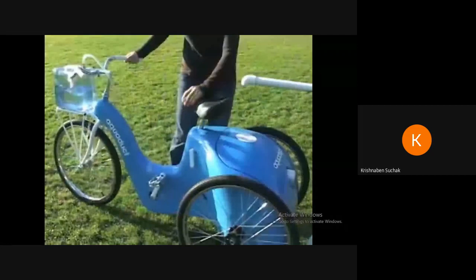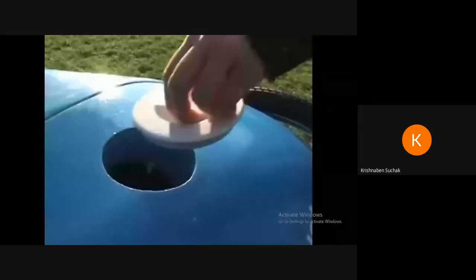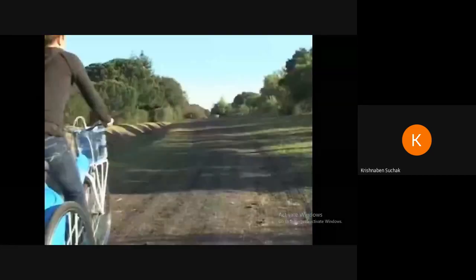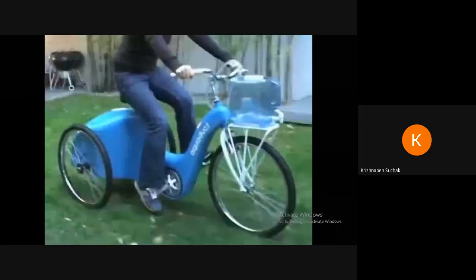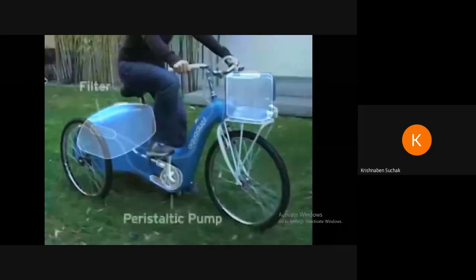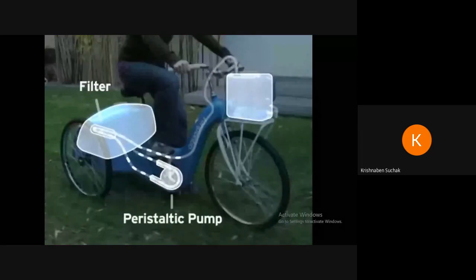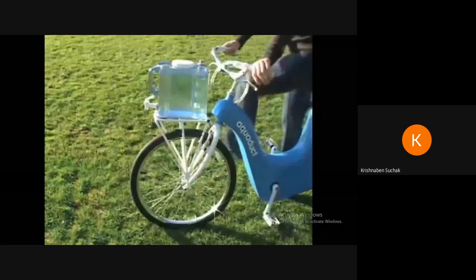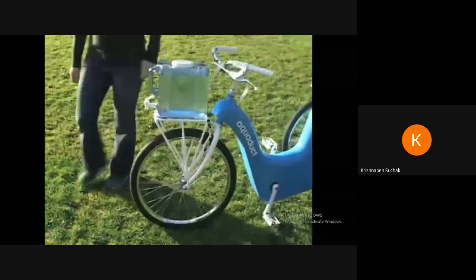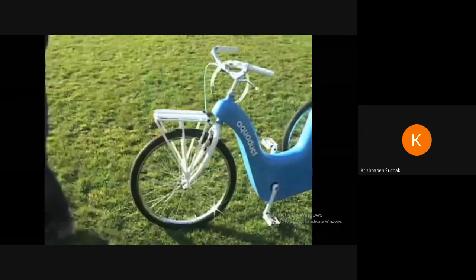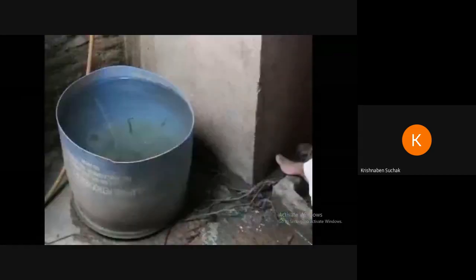The cap is replaced and the rider can start home. As the rider pedals, the peristaltic pump draws the water from the large tank through a filter to a 2-gallon clean tank. Upon arrival, the clean water tank is easily removed and taken inside the home for drinking and cooking needs. The closed container eliminates the contamination that currently occurs from storage in open containers.